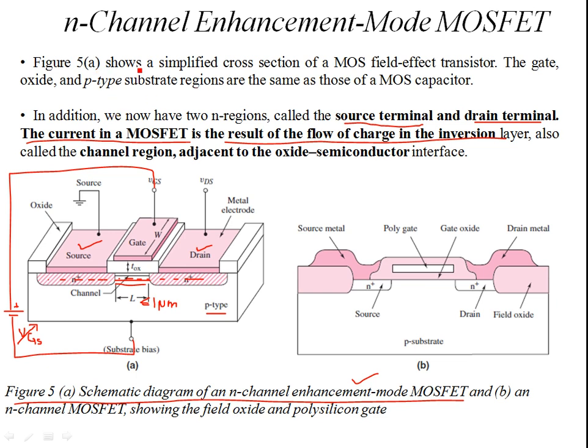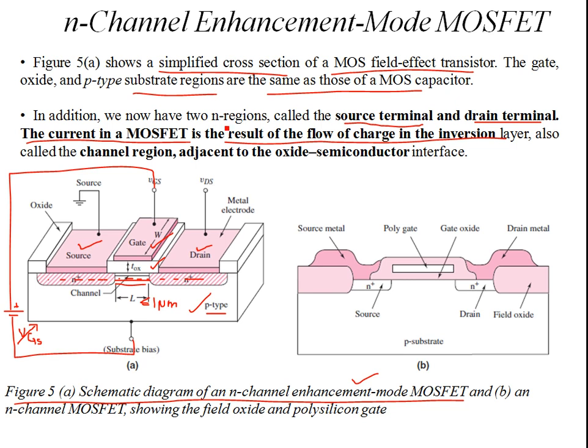Figure 5a shows you a simplified cross section of a MOS field effect transistor. It shows the gate, the oxide, and a p-type substrate over here. This is your gate, and this is your oxide, which separates the semiconductor from the metal, so there will be an interface region. These are p-substrate regions, which are the same as those of the MOS capacitors that you've seen earlier.